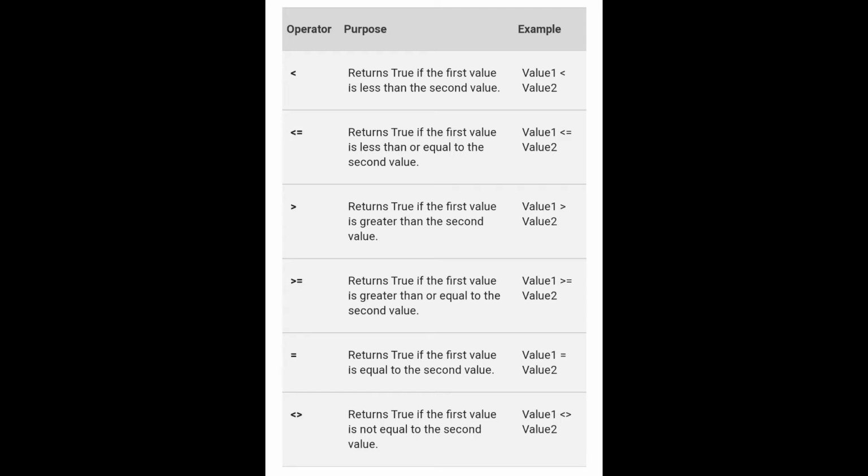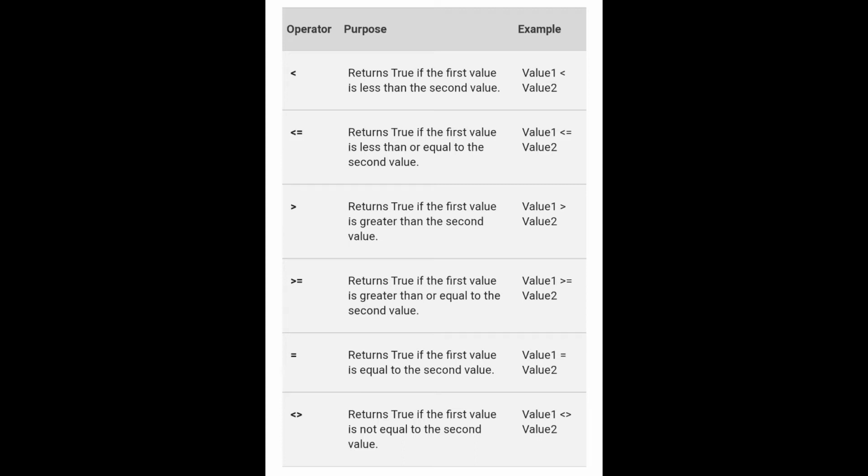Second one, less than or equal to: value 1 less than or equal to value 2. It returns true if the first value is less than or equal to the second value. A less than or equal to 5 means a's value should be equal to 5 or less than 5. This is the meaning of this operator.